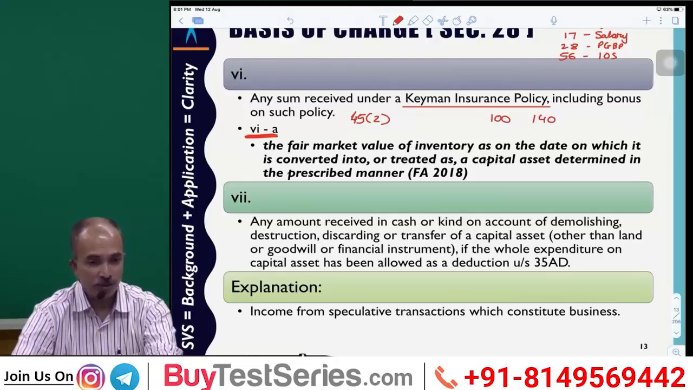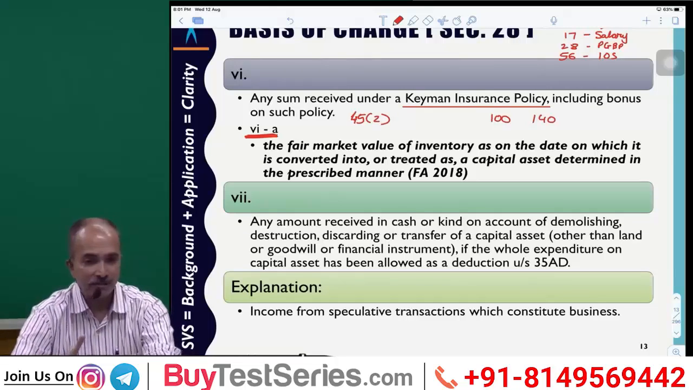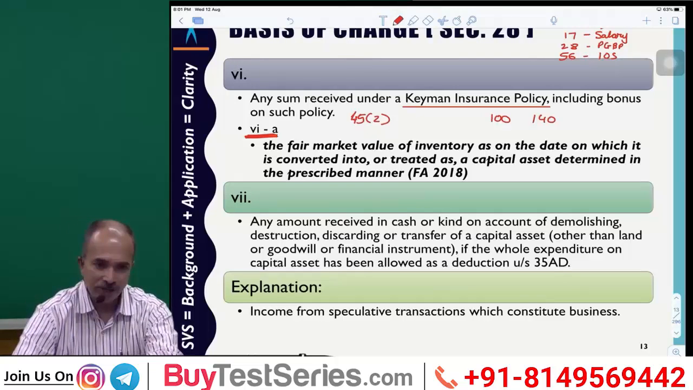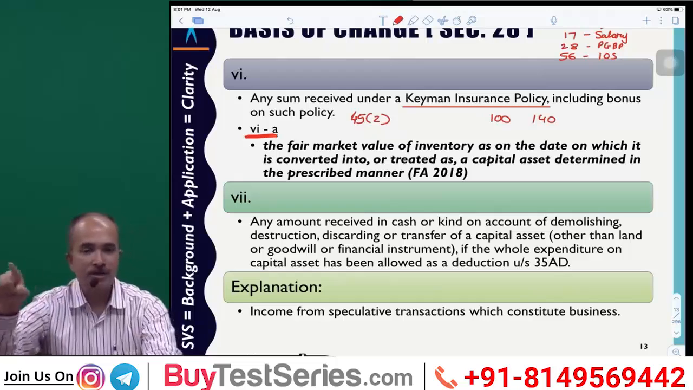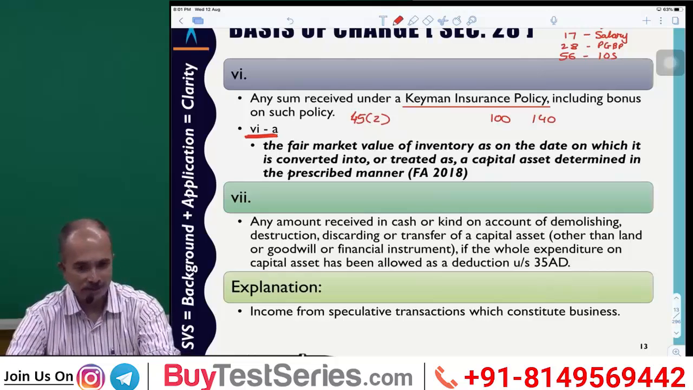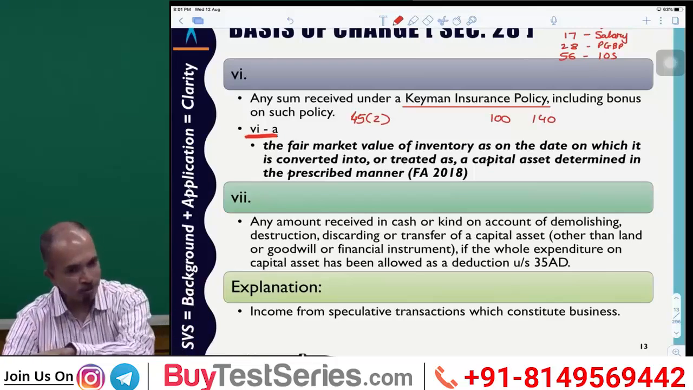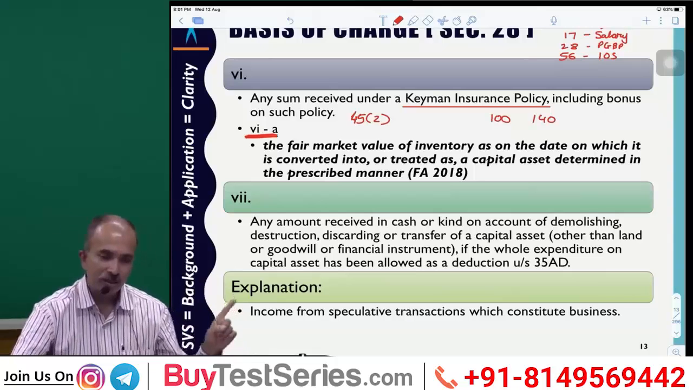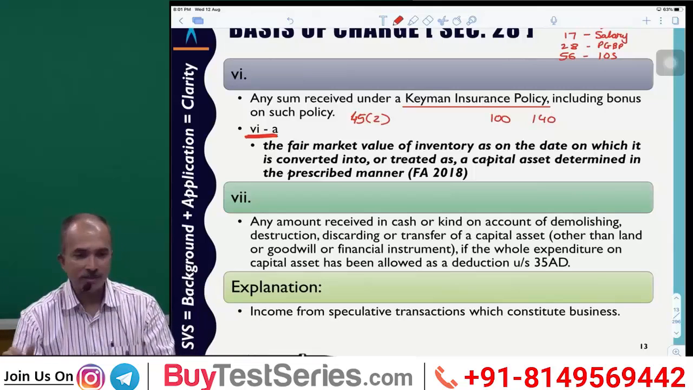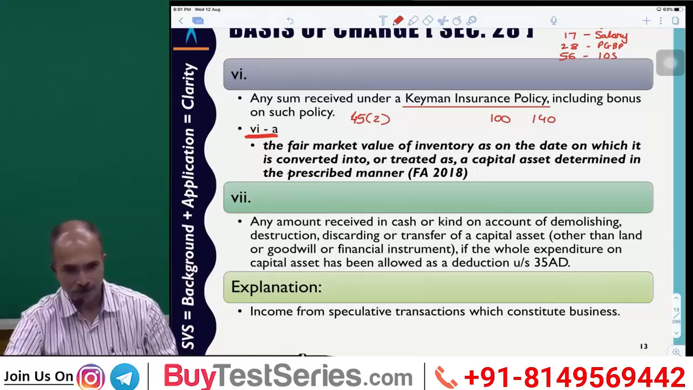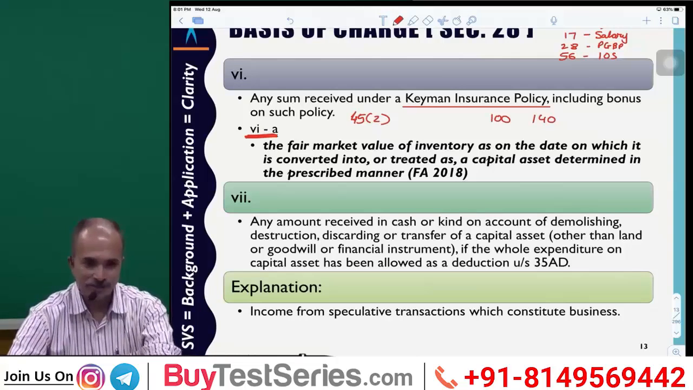But there was no provision in income tax to tax the reverse case. What if I have stock in trade and I convert my stock in trade into capital asset? Capital asset to stock, 45.2 was there. Stock in trade to capital asset, there was no section. And when you did your CA Inter, I don't think this section was there. 28.6a was not there. So 28.6a has now come.